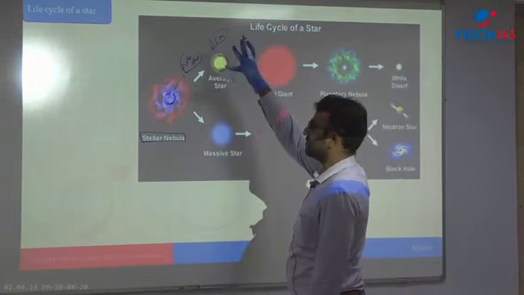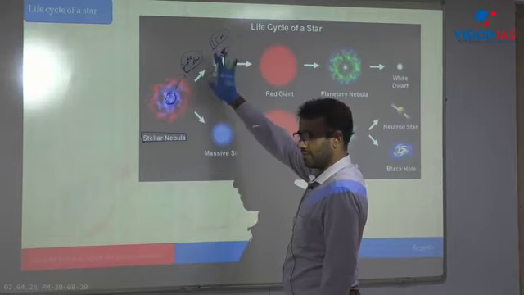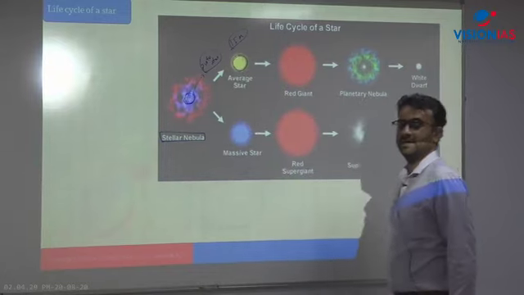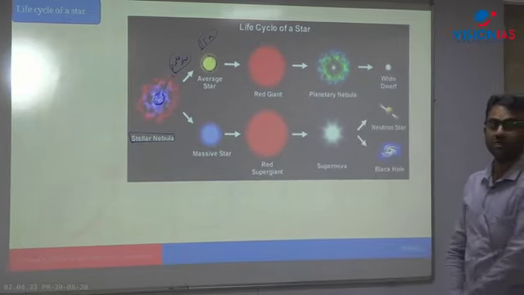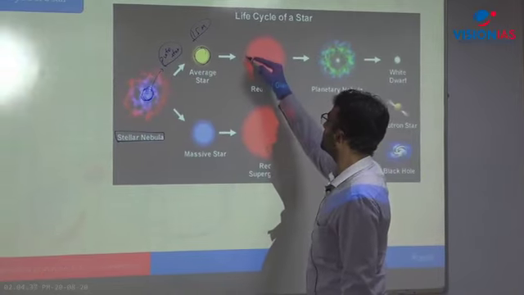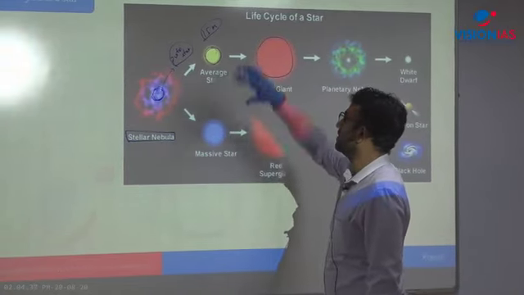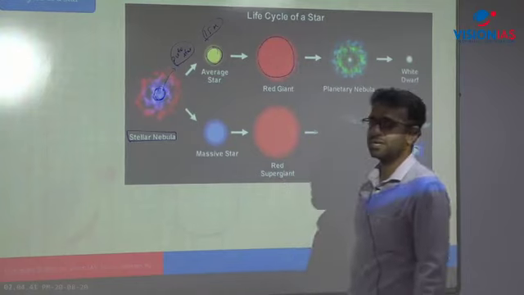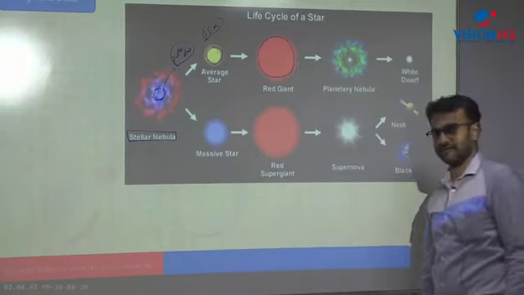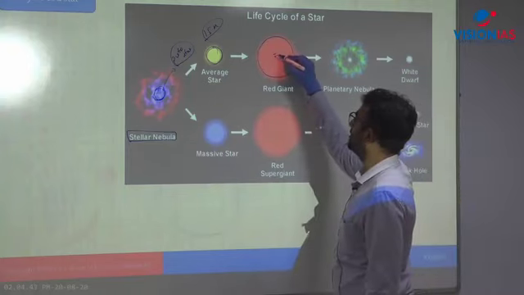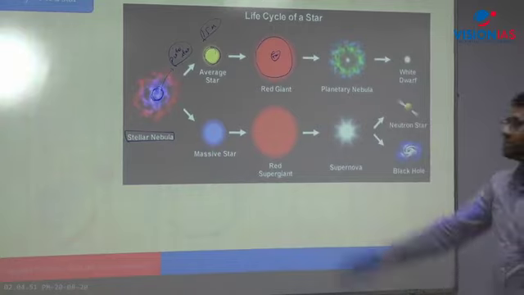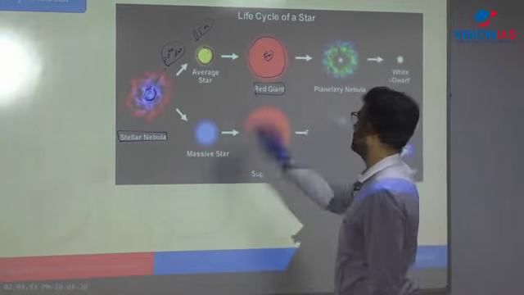And when its entire fuel, major part of the fuel is over, the star starts to increase in size. The size of the star starts to increase because of expansion in the outer shell. The reaction is now happening in the outer shell, but at the center there is some kind of contraction because of heavier elements. Majorly it would have iron core. That is what we call it as red giant.